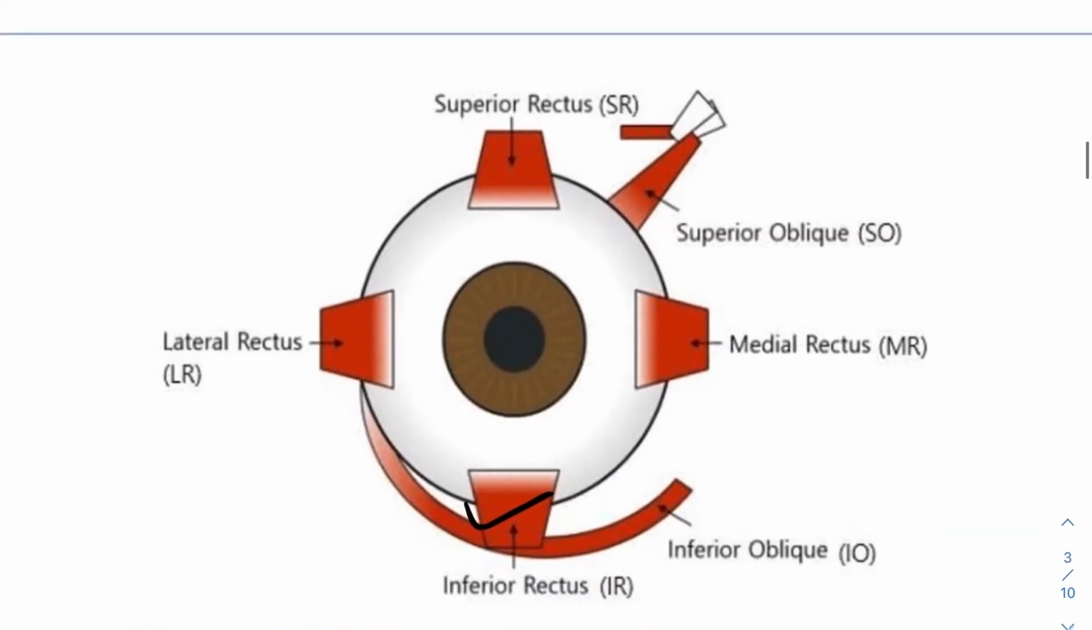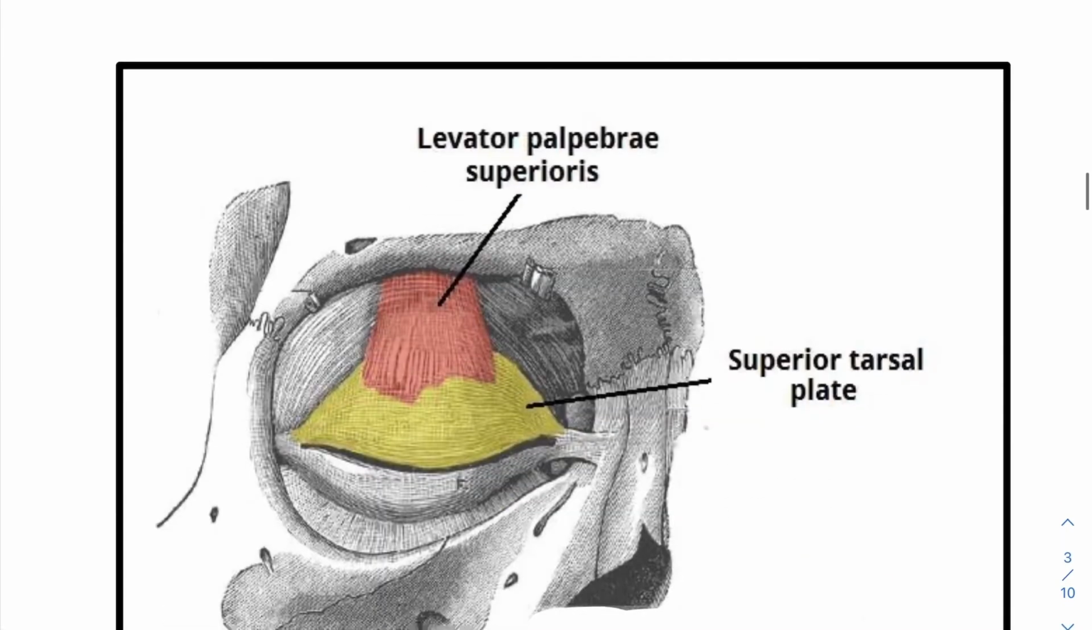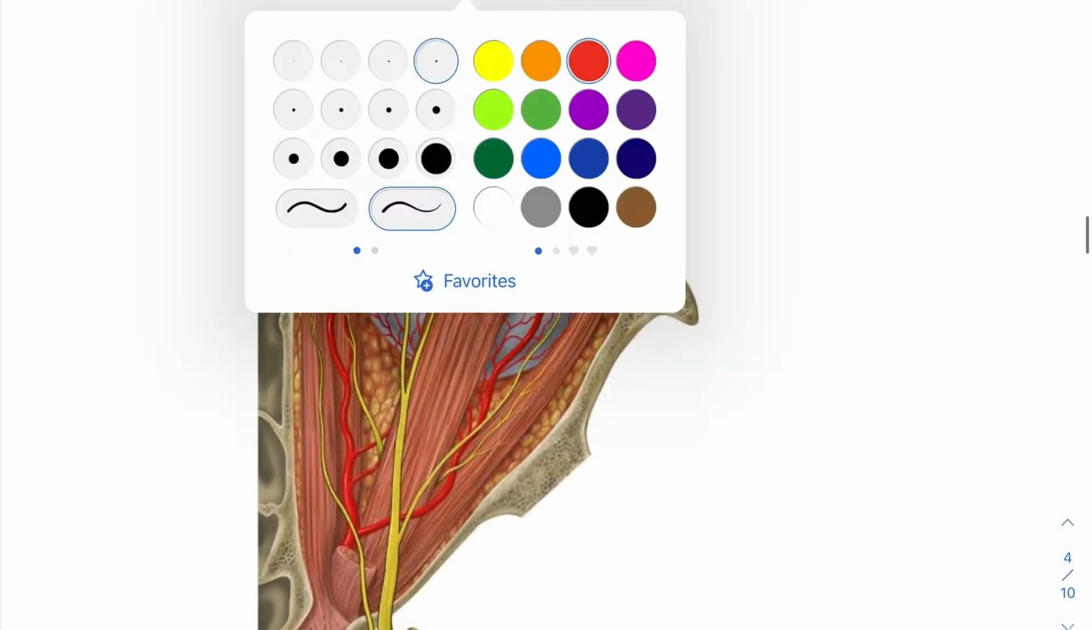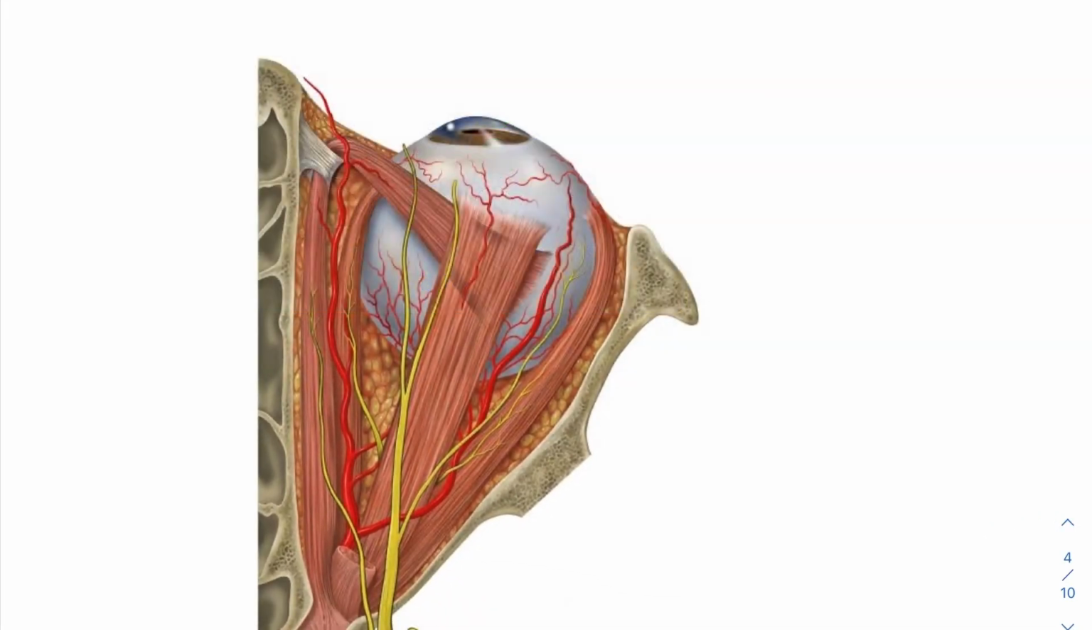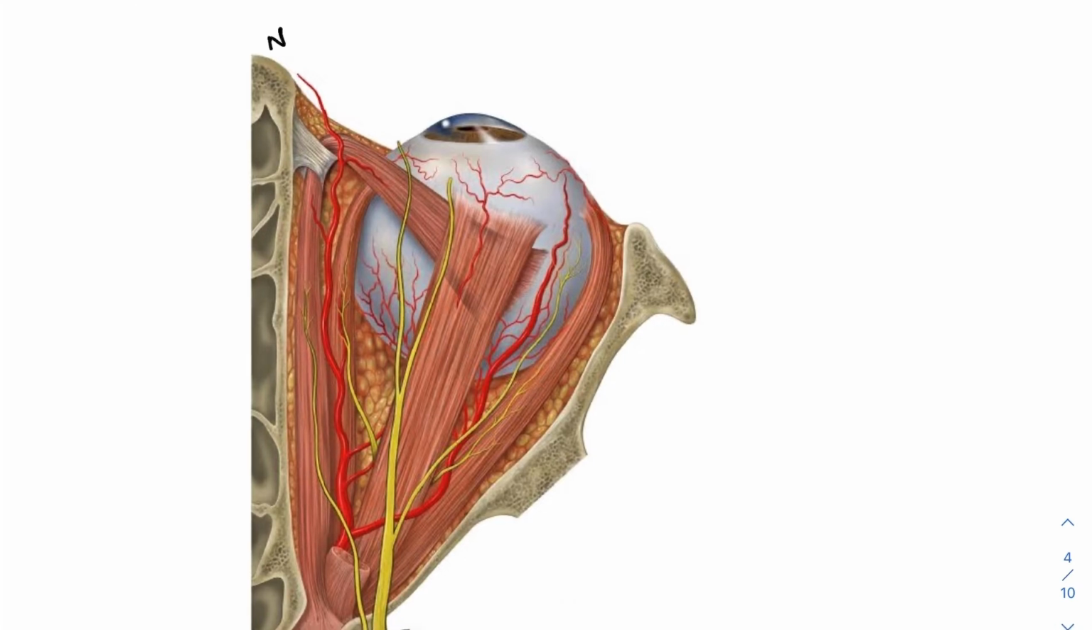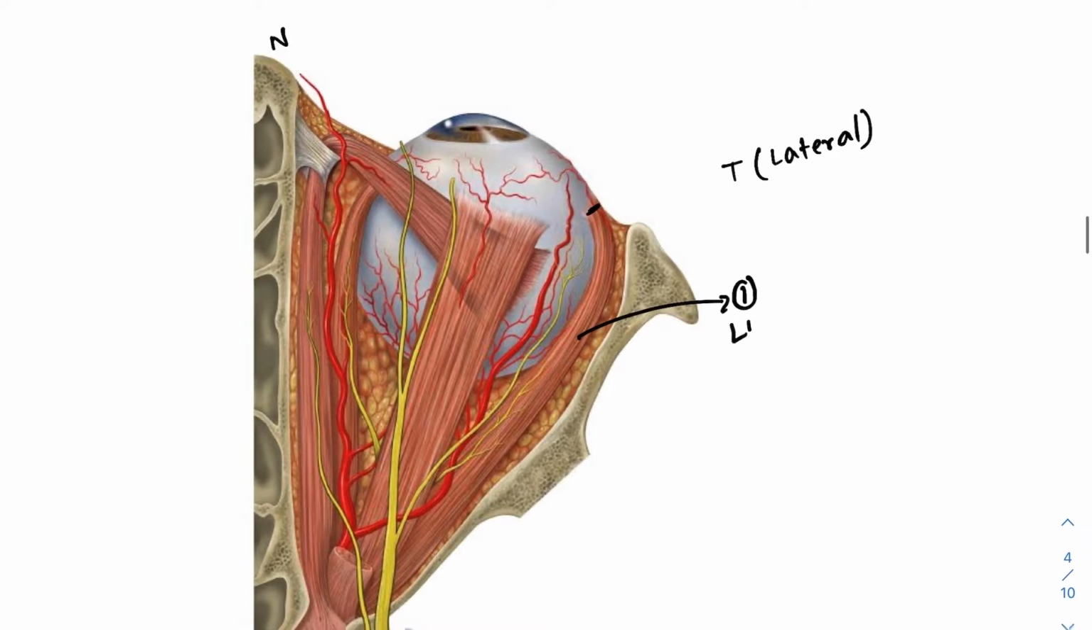So let's see the image. Now identify the image on your own. Here is the nasal side, the medial side, and the temporal side, that is lateral side. Which muscle is present laterally and is inserted here? What is the name of this muscle? Yes, it is lateral rectus.